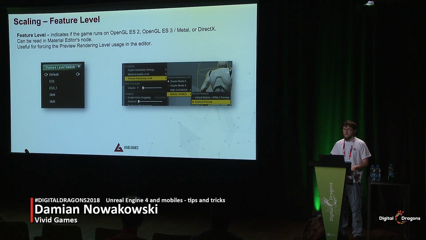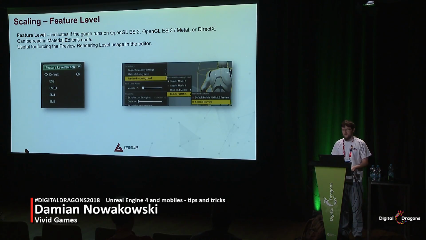There is also the feature level. It is also a node inside the material editor, which tells us if we are running on OpenGL ES2, OpenGL ES3, Metal, or DirectX. A pretty good practice is to display a placeholder material on the DirectX version. So if someone launches the editor on their PC or Mac, they will see these placeholders.